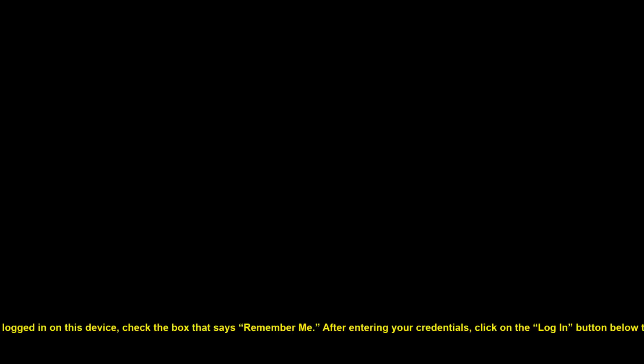You will see fields for your email and password. Enter the email address associated with your Root Insurance account in the first field. Next, type your password into the second field. If you want to stay logged in on this device, check the box that says Remember Me. After entering your credentials, click on the login.